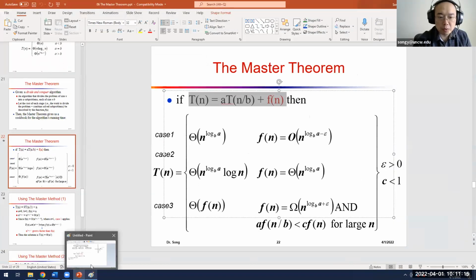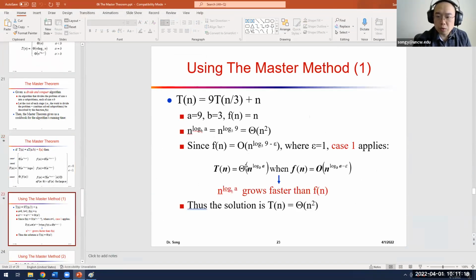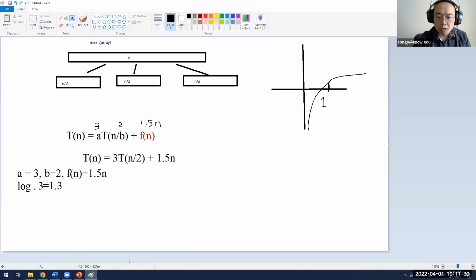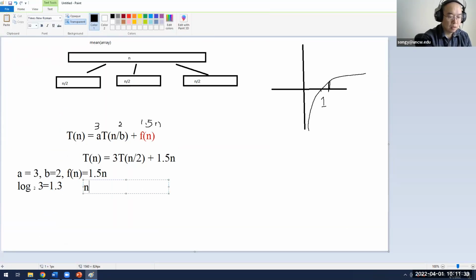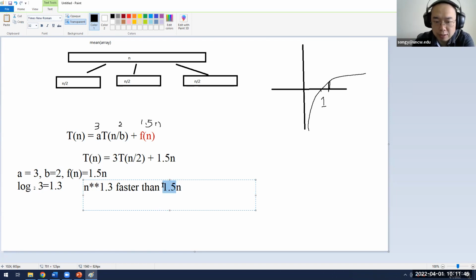The next step is we want to do a comparison. So we want to figure out n to the power log base b of a versus f(n), which one is faster or which one is higher. So in this case, n to the power of, for example, 1.3 is going to be faster than 1.5n. Because this 1.5 is a constant, and this one is n to the power of some value greater than 1, but this is n to the power of 1. So this one is going to be higher. So do you have a question on this part?